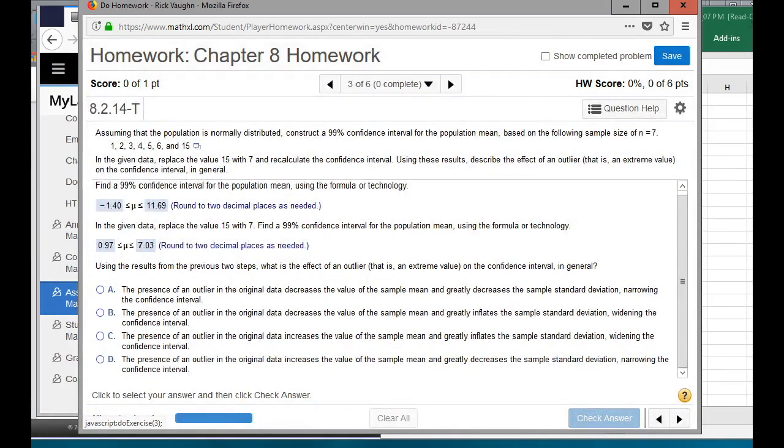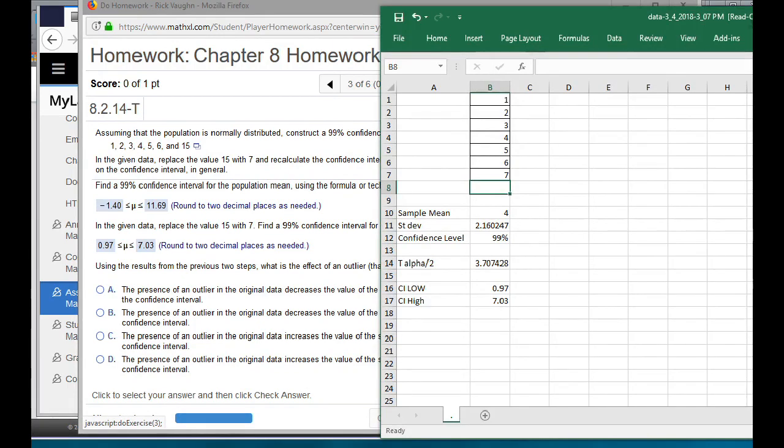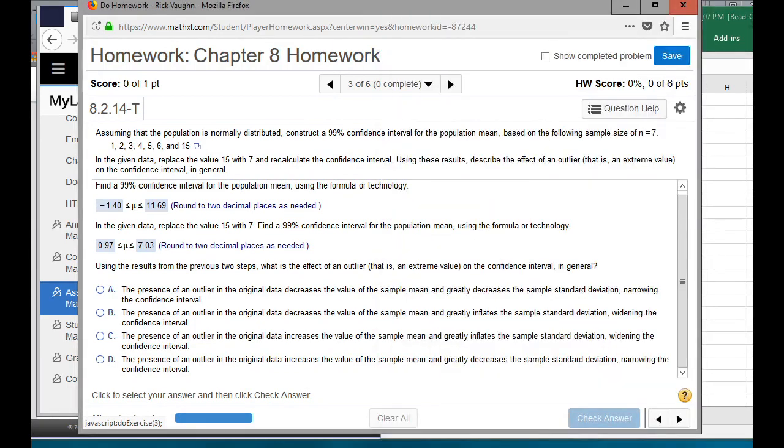And then we just want to look at what the effects of an outlier are. In the first case, we had an outlier. 15 was kind of far away from all the rest of the numbers, and so in this case, we had a pretty wide confidence interval. If you go back, you can look at the effect on the standard deviation and everything else. So the presence of an outlier increased the value of the sample mean, it greatly inflates the sample standard deviation, and it widens the confidence interval. So that's C.